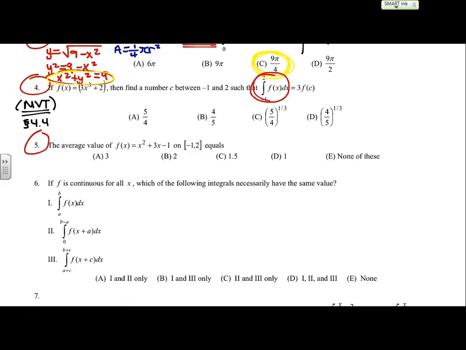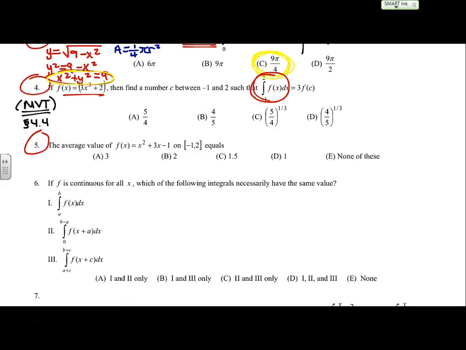Kiddos, how would you solve the definite integral from negative 1 to 2 of f of x dx if they give you f of x? How do we solve a definite integral? Anti-derive, and then use the fundamental theorem of calculus, which tells us F of b minus F of a, so plug in 2 minus plug in negative 1.